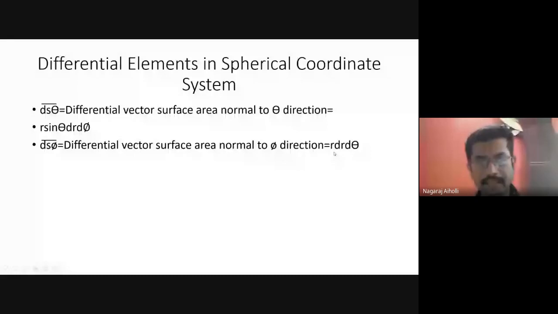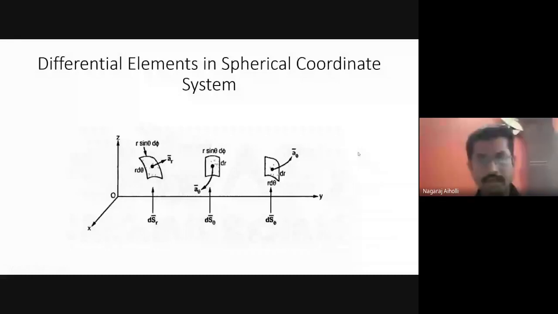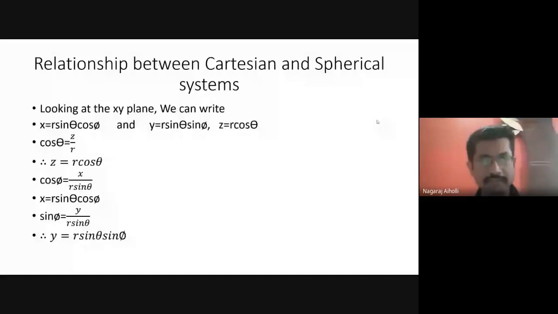Okay. Then relationship between Cartesian and spherical system, we consider a point P of x comma y comma z. Same point P is also for the spherical system coordinates, that is r comma theta comma phi. We understood which formulas we have to use to convert from Cartesian to spherical, or from spherical to Cartesian. These are the equations: x equal to r sin theta cos phi, y is equal to r sin theta sin phi, and z equal to r cos theta for conversion from spherical to Cartesian.